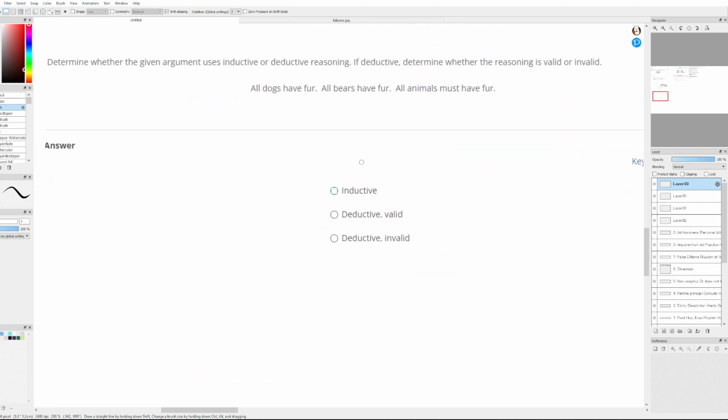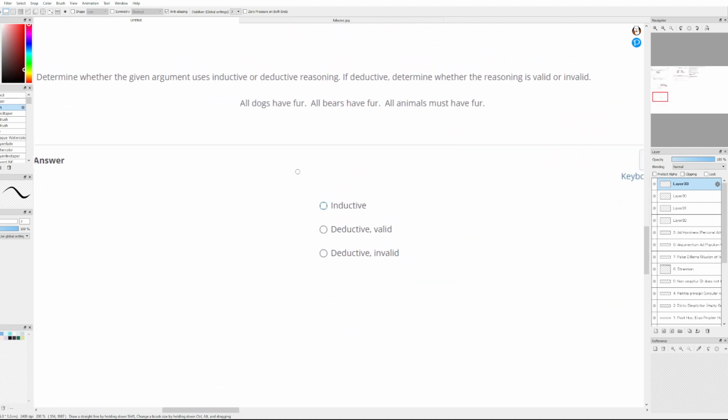The last question is determine whether the given argument uses inductive or deductive reasoning. If deductive, determine whether the reasoning is valid or invalid. It's saying if deductive because inductive arguments are not valid. All dogs have fur. All bears have fur. All animals must have fur.